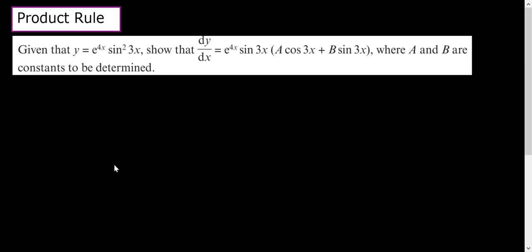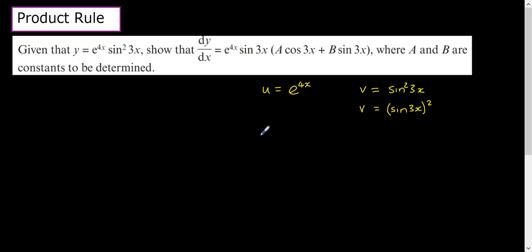So here's a second example. Given that y equals e to the 4x sine squared 3x, show that blah, blah, blah. And that's what we're going to do. So how do we start the product rule question? We write down what u is, and we write down what v is. Sorry, u is equal to e to the 4x. And v is sine squared 3x. That's our u times v. Now v, remember sine squared 3x is just sine 3x all squared.